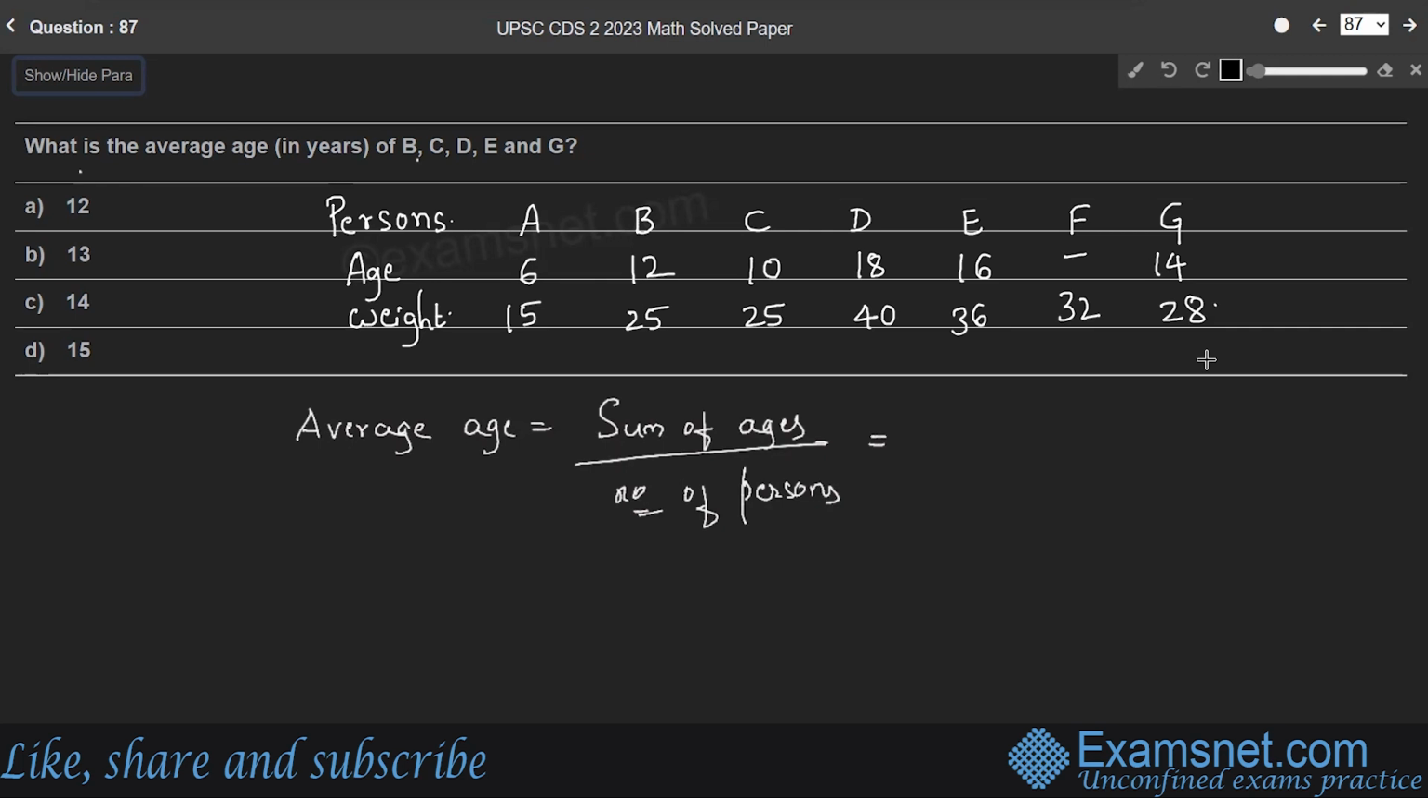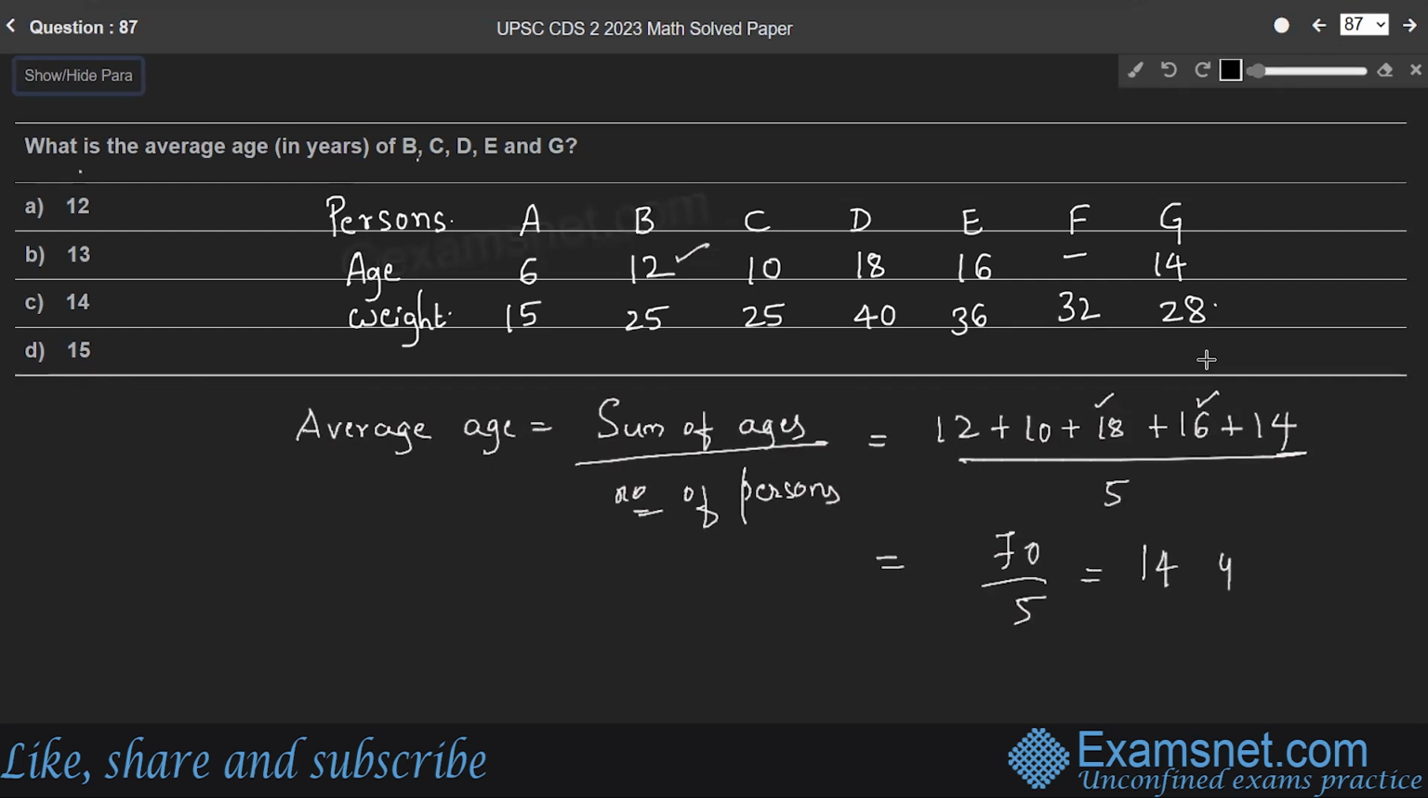B's age is 12 years, C's age is 10, D's age is 18, E's age is 16, and G's age is 14, divided by the number of persons, which is 5 here. Add these values: 12 plus 10 is 22, plus 18 is 40, plus 16 is 56, plus 14 is 70, divided by 5. Therefore, 14 years is the average age of these 5 persons. Option C is the right answer.